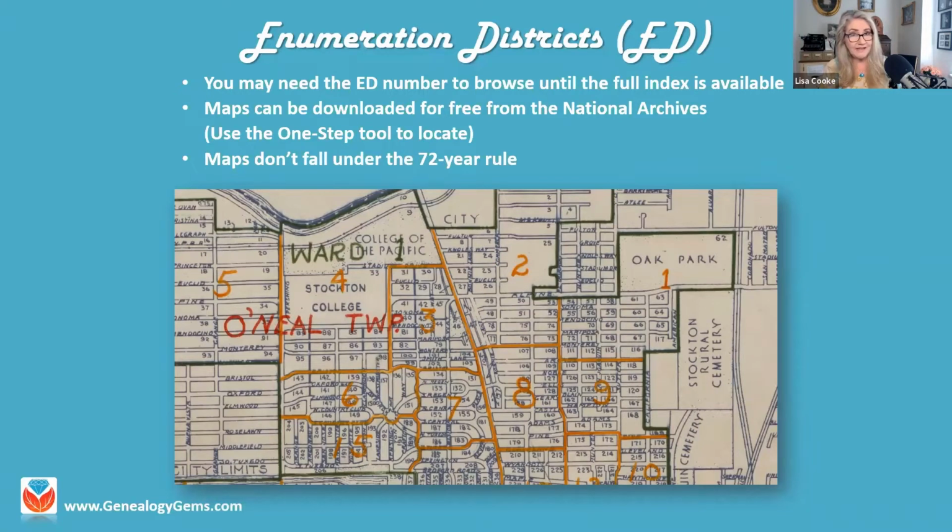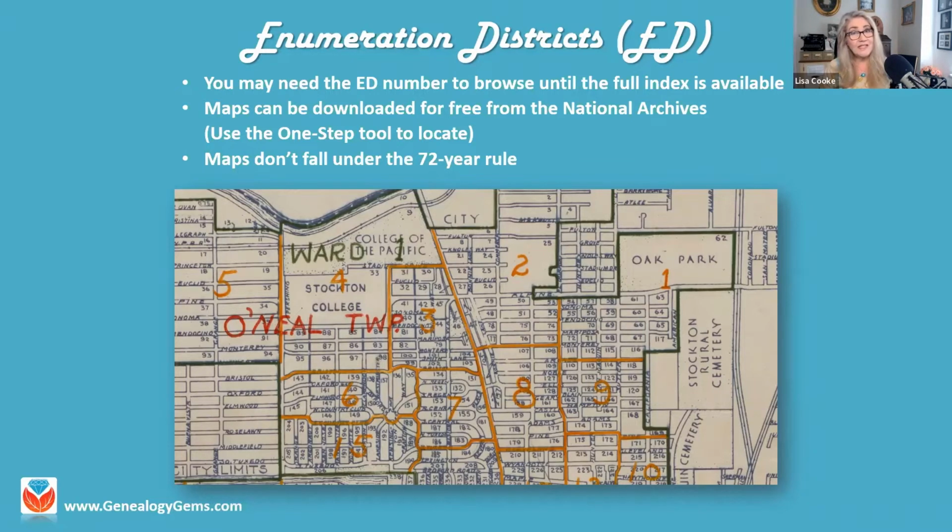The good news is these maps can be downloaded for free from the National Archives, and you can use the stevemorse.org website to do that, his one-step pages. And if you follow my YouTube channel, you'll have seen my recent interview with Steve Morse. He's a terrific guy, just so innovative, and he's been so passionate about putting this together. And he shows in that video some little tips and tricks for using his website.